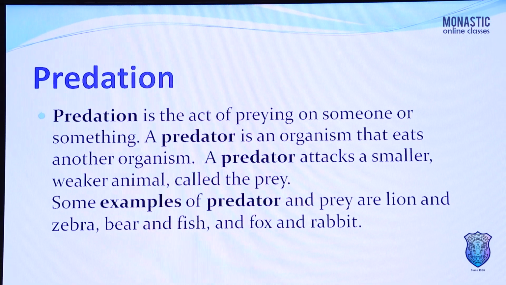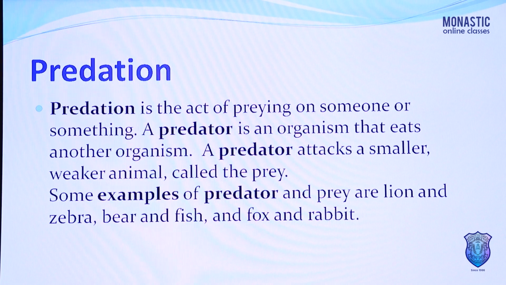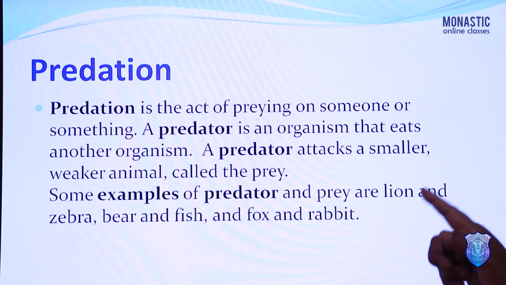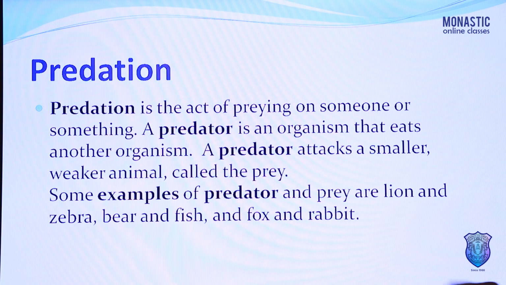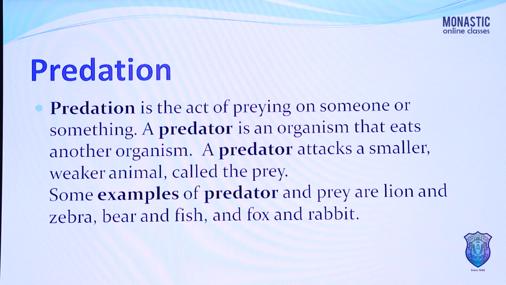A predator attacks a smaller, weaker animal, and that animal is called prey. Those which prey upon a smaller animal are known as predators. Predators are larger animals which feed upon others, and the other animal which is fed upon by the predator is known as prey. Some examples of predator and prey: lion.